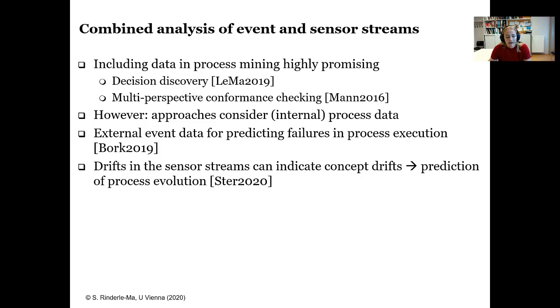And in manufacturing, we found that if we see drifts in the sensor streams early, here we can use time series analysis techniques such as dynamic time warping to detect that there are drifts in the sensor streams. And then we've shown that this is very promising to explain or even predict that concept drifts will then happen in the process. More precisely, we can predict process evolutions with these drifts in the sensor streams.